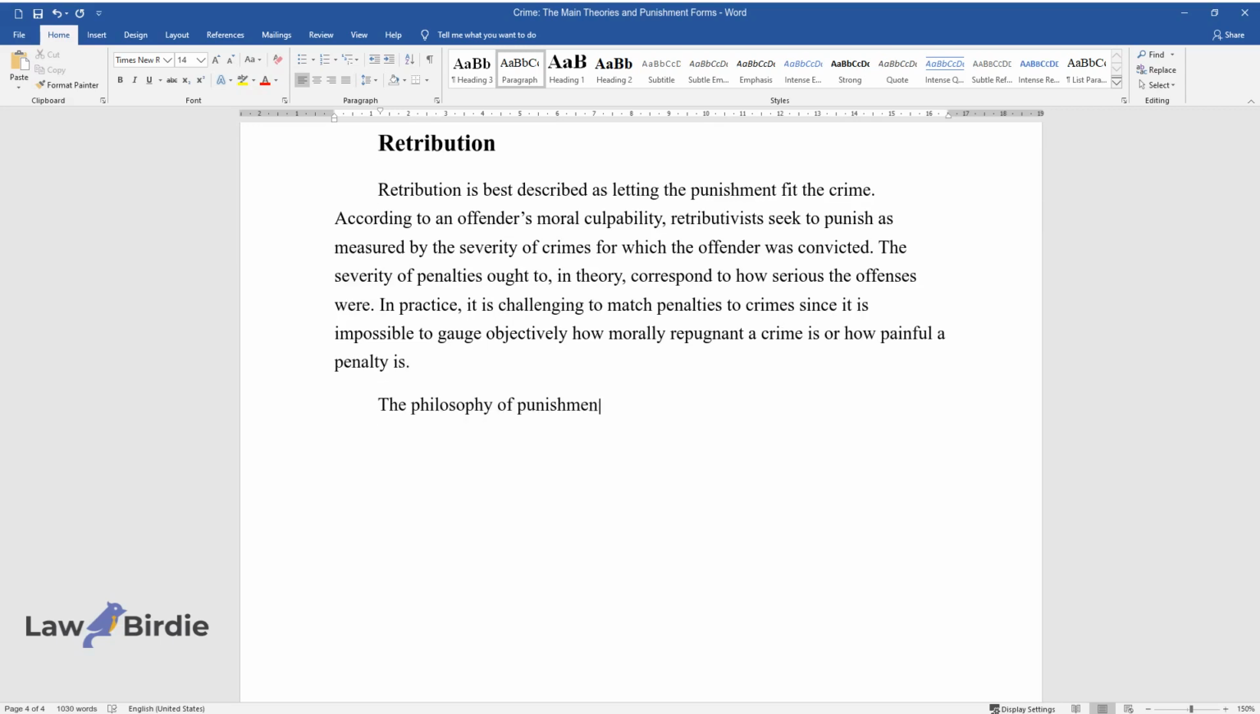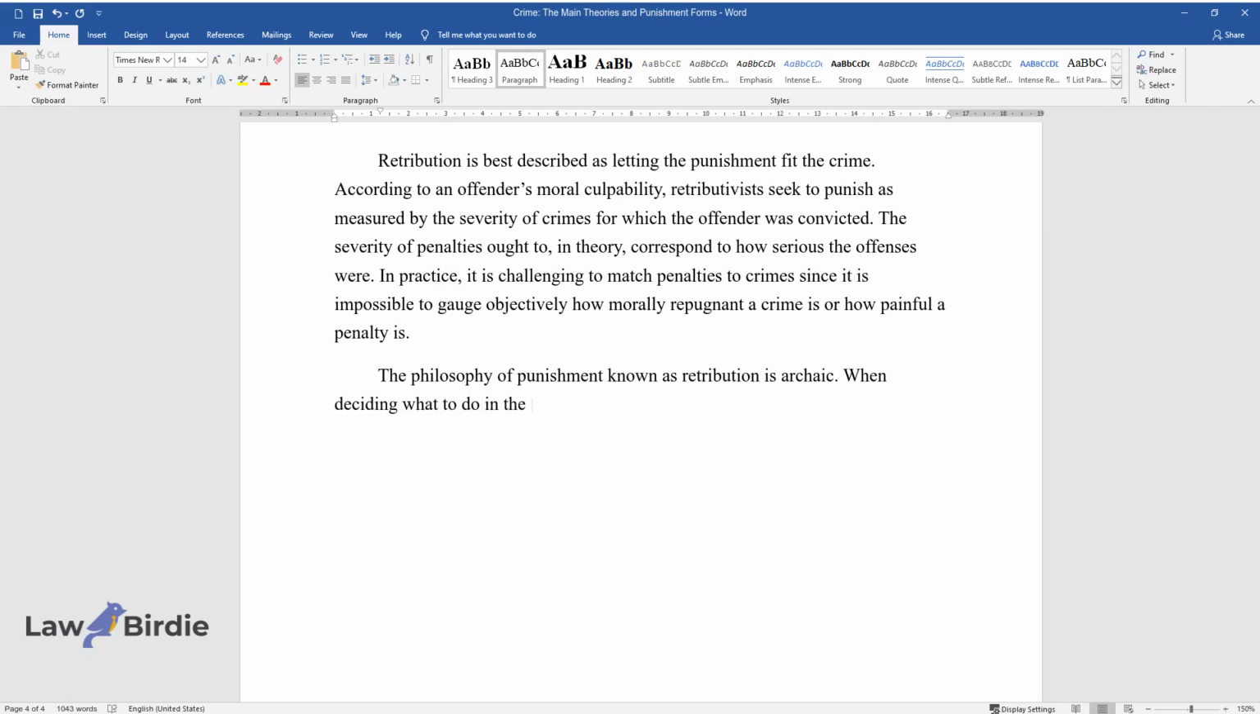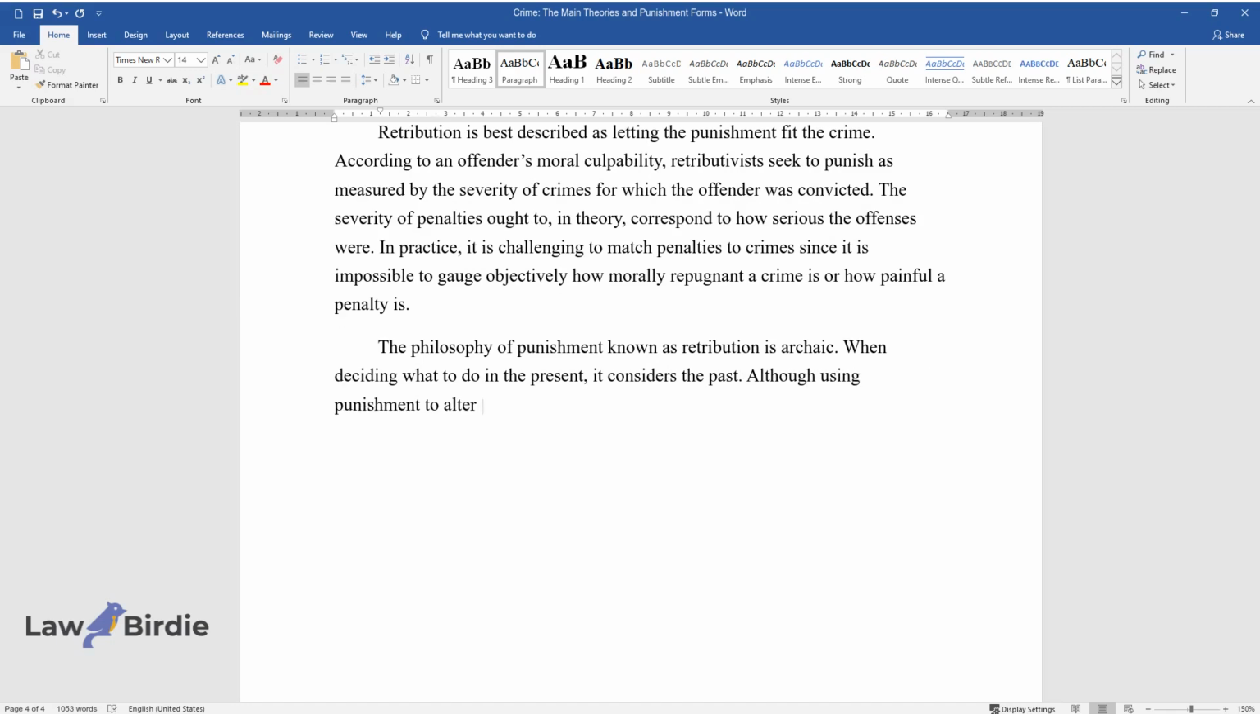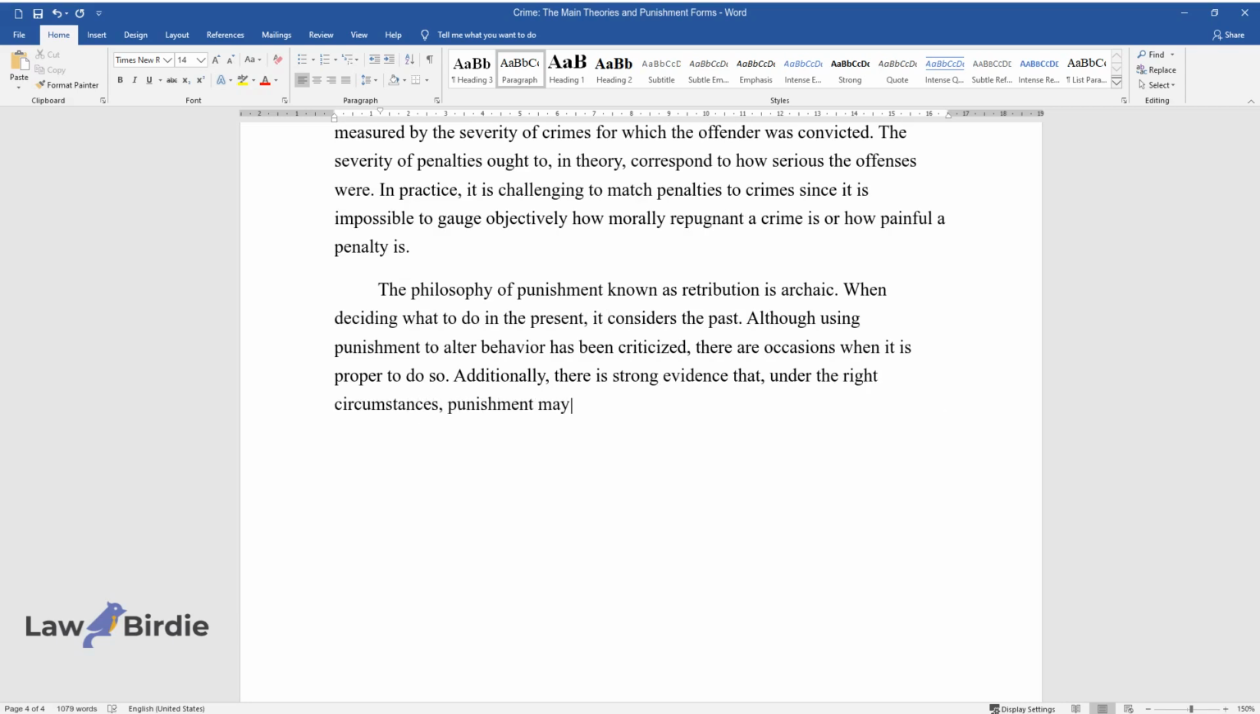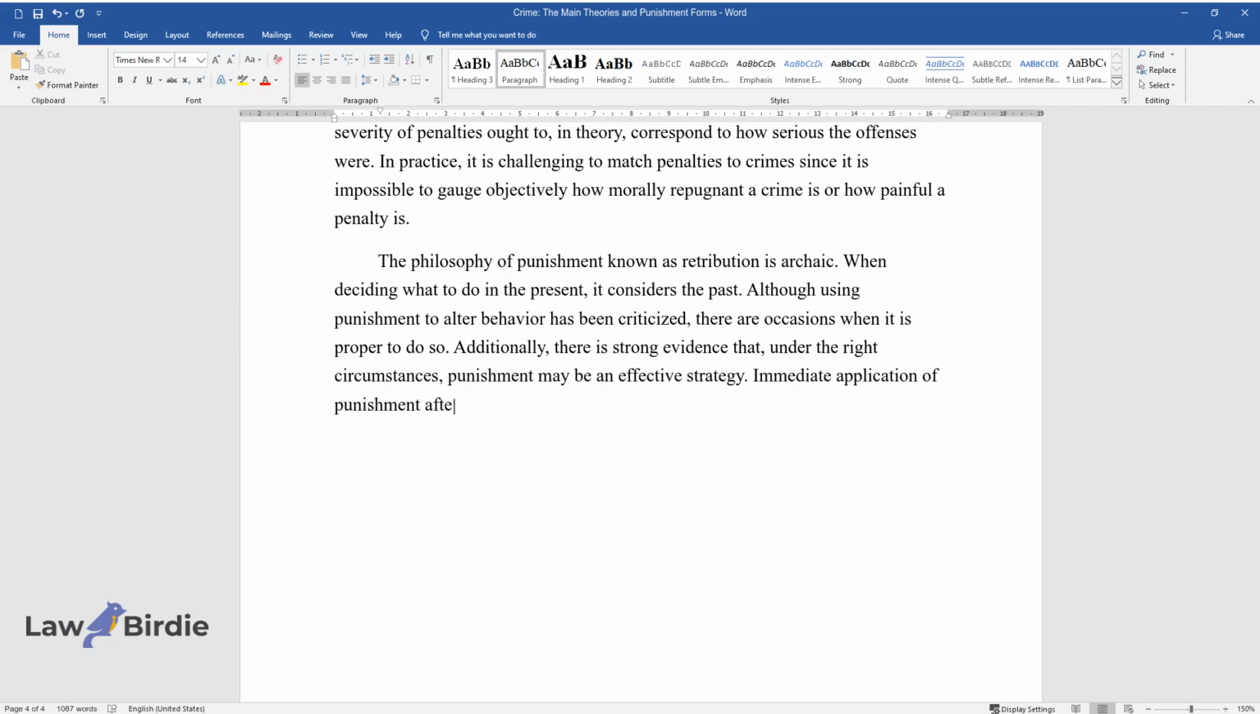The philosophy of punishment known as retribution is archaic. When deciding what to do in the present, it considers the past. Although using punishment to alter behavior has been criticized, there are occasions when it is proper to do so. Additionally, there is strong evidence that, under the right circumstances, punishment may be an effective strategy. Immediate application of punishment after a bad response increases its efficacy.